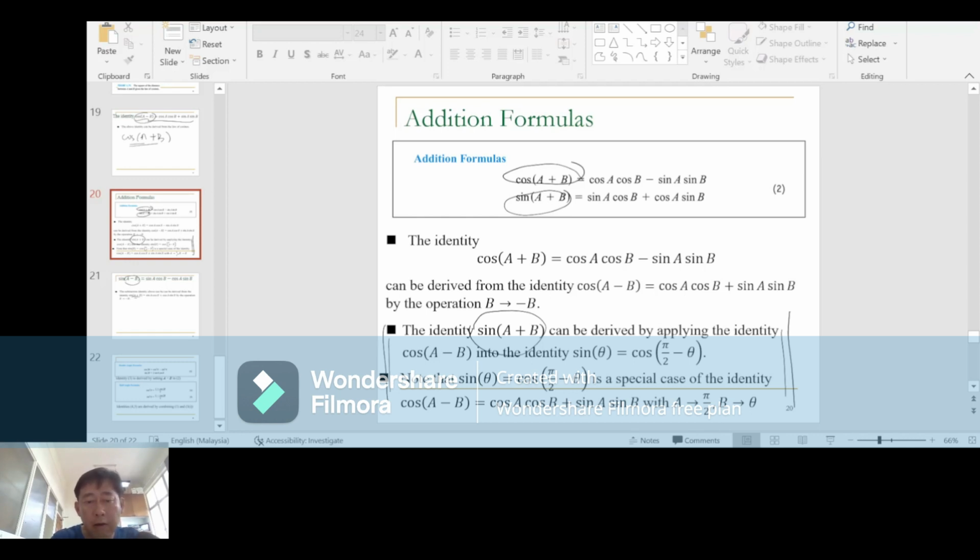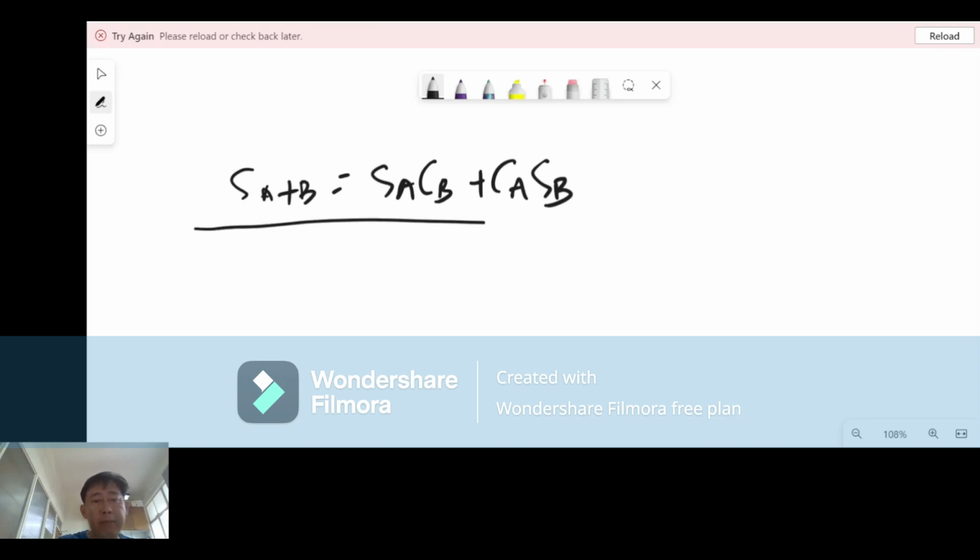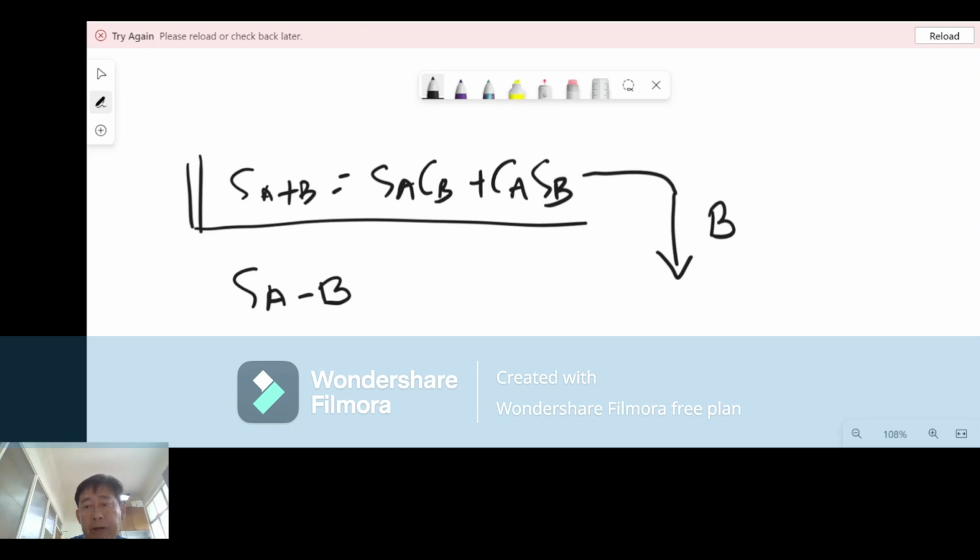This is the hint of how to derive the identity of sine of a plus b, which is sine a cos b plus cos a sine b. So you would derive this identity yourself. What I'm going to do is I'm going to derive and show you the identity of the sine of a minus b. The derivation of sine of a minus b could be easily obtained from this identity. So what you do is that you start off from this identity of sine of a plus b, and then you perform the operation of replacing b with minus b from this identity.